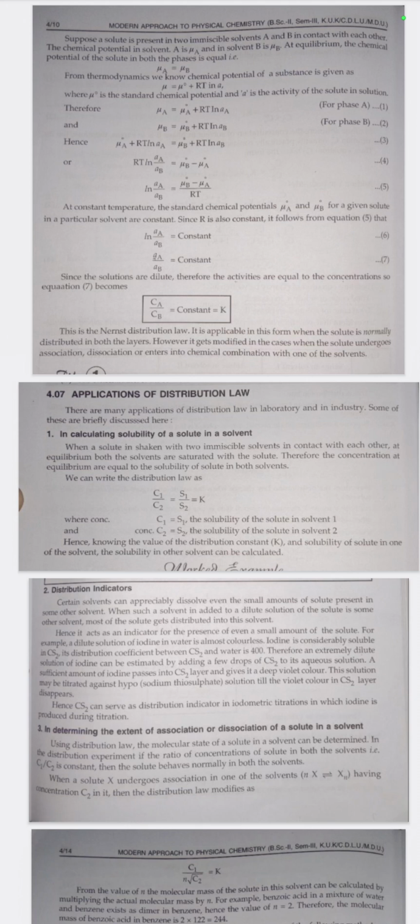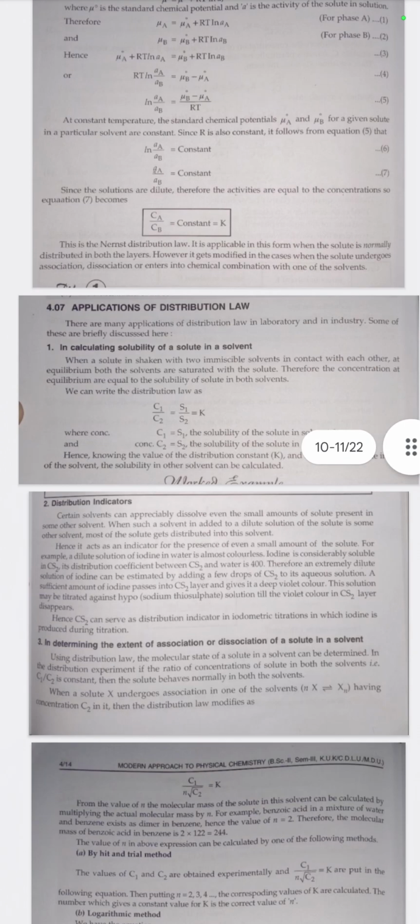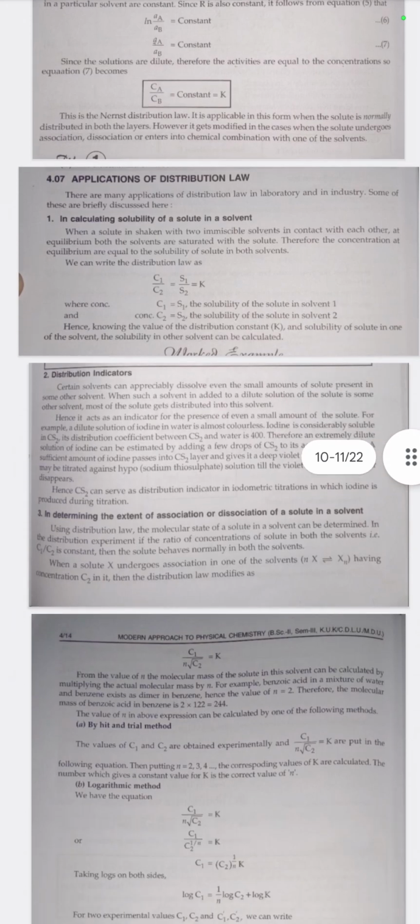First is in calculating the solubility of a solute in a solvent. When a solute is taken with two immiscible solvents in contact with each other at equilibrium, both the solvents are saturated with the solute. Therefore, the concentrations at equilibrium are equal to the solubility of the solute in both the solvents. We can write the distribution law as C1 by C2 is equal to S1 by S2 is equal to K. Hence, knowing the value of distribution constant K and the solubility of solute in one of the solvents, the solubility in the other solvent can be calculated.